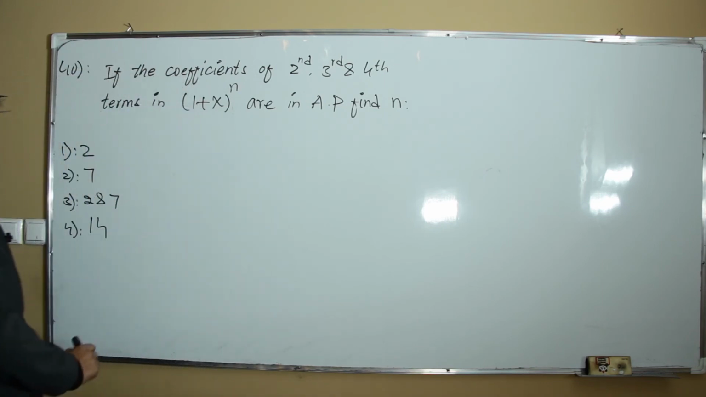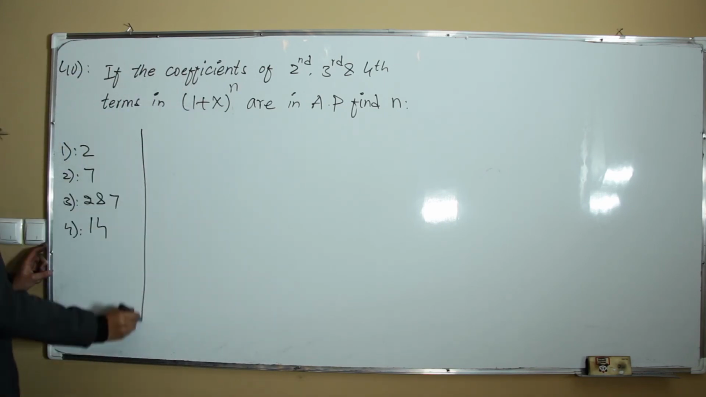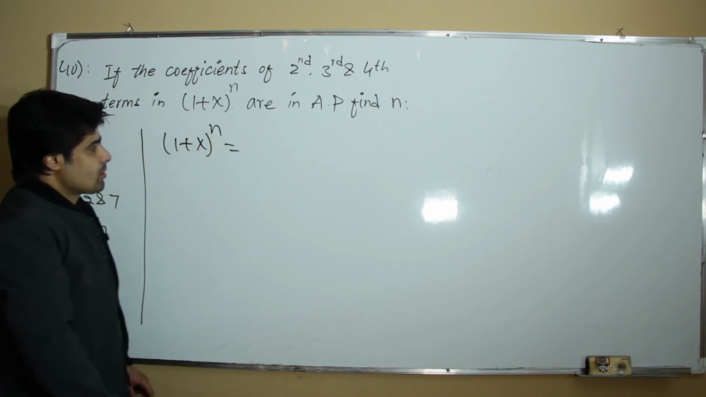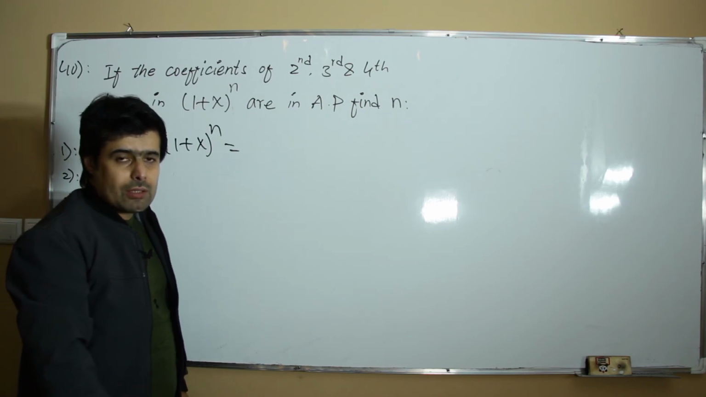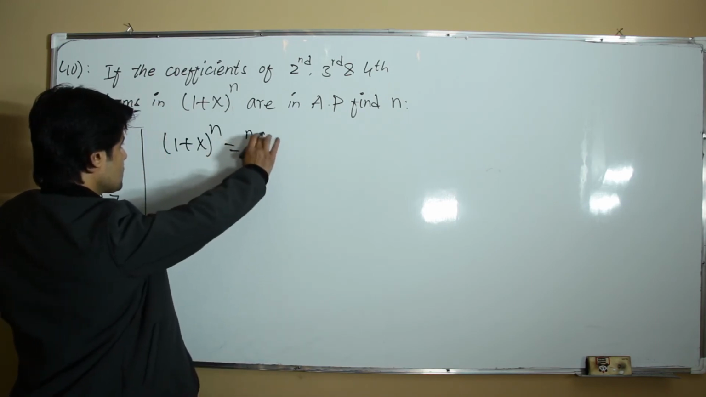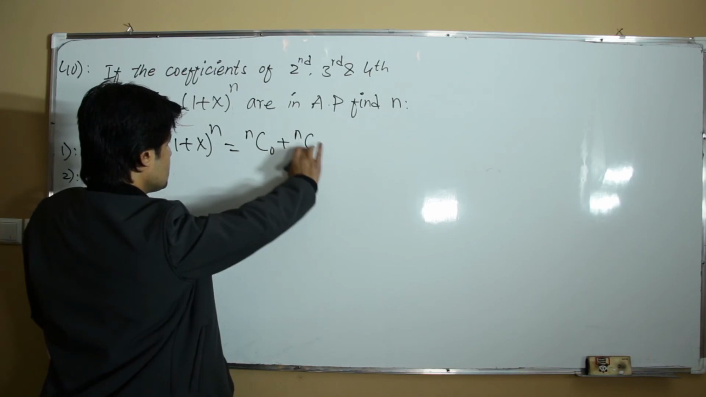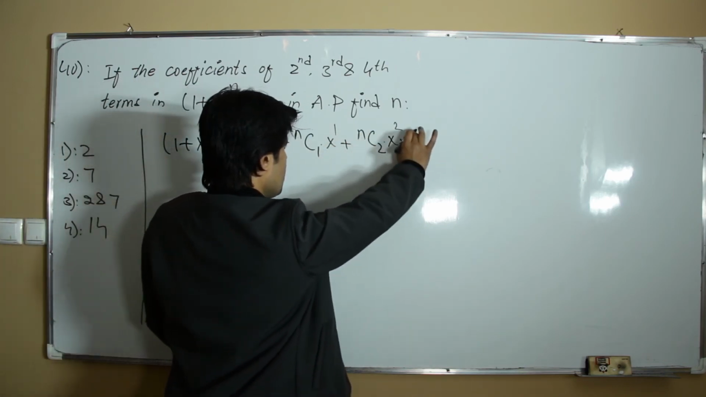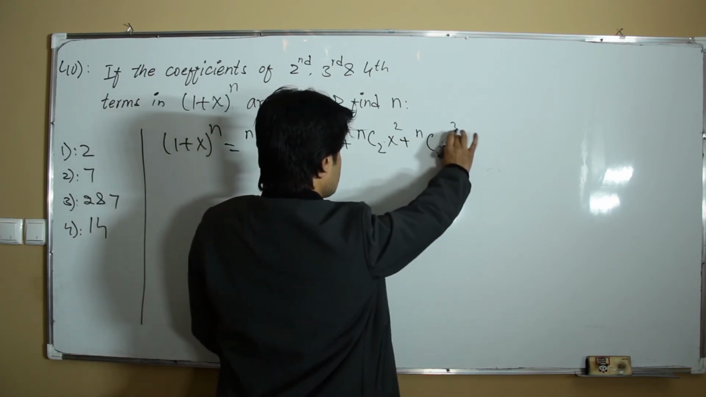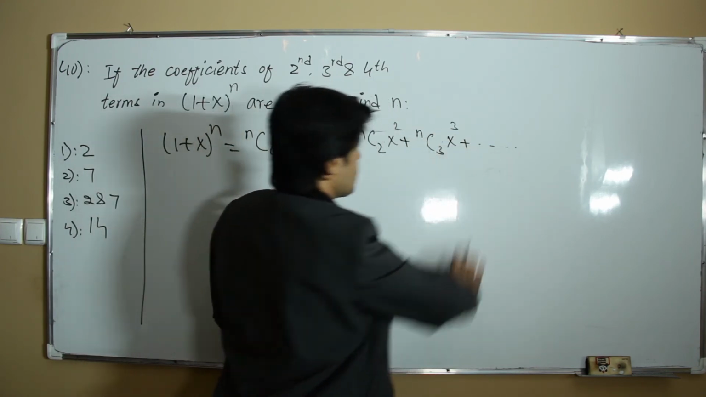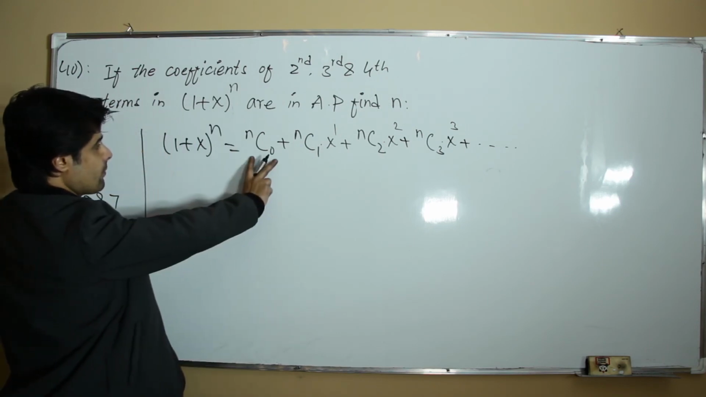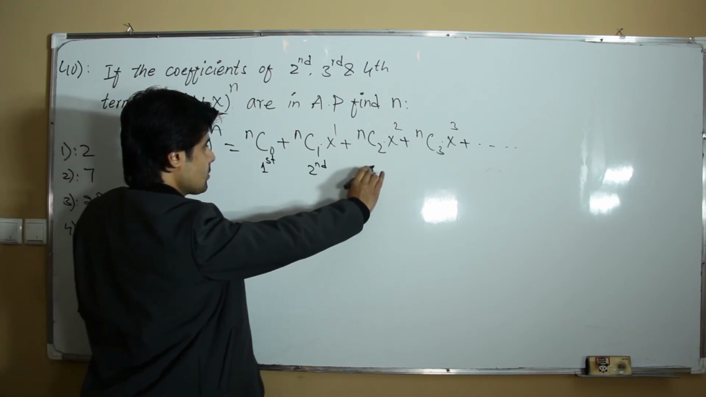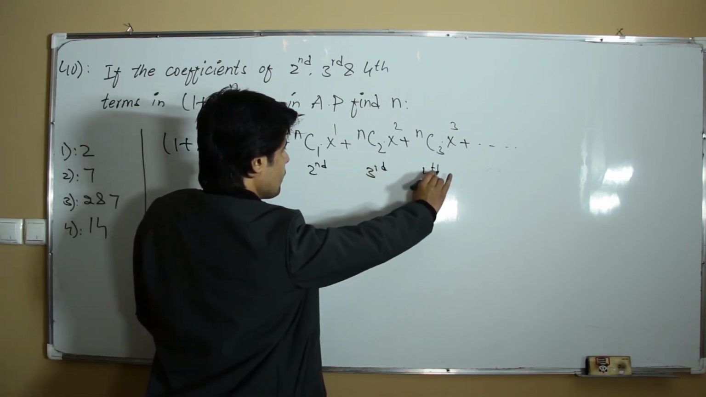Whenever you're talking about 1 plus x raised to the power n, what is the expansion and what are the coefficients? The first one is nc0 plus nc1 x to the power 1, nc2 x to the power 2, nc3 x to the power 3, and like this. Now this is our first term, this is second, this one is third term, and this is fourth term.